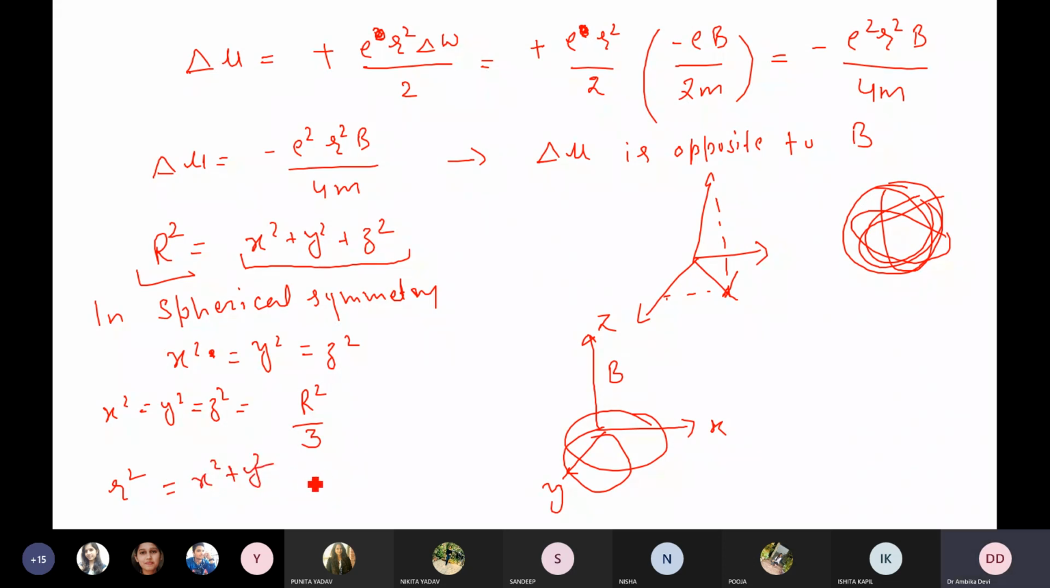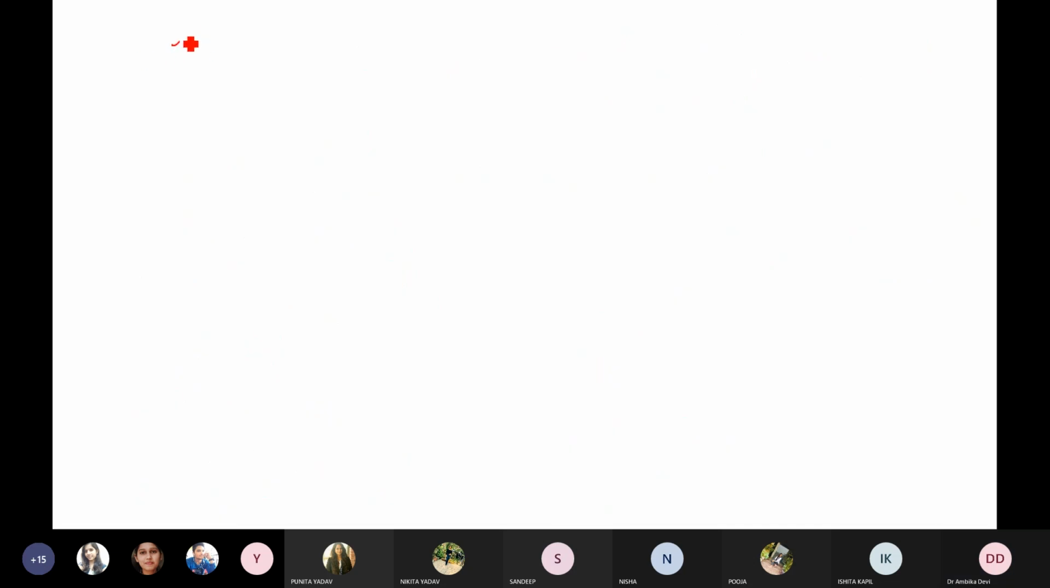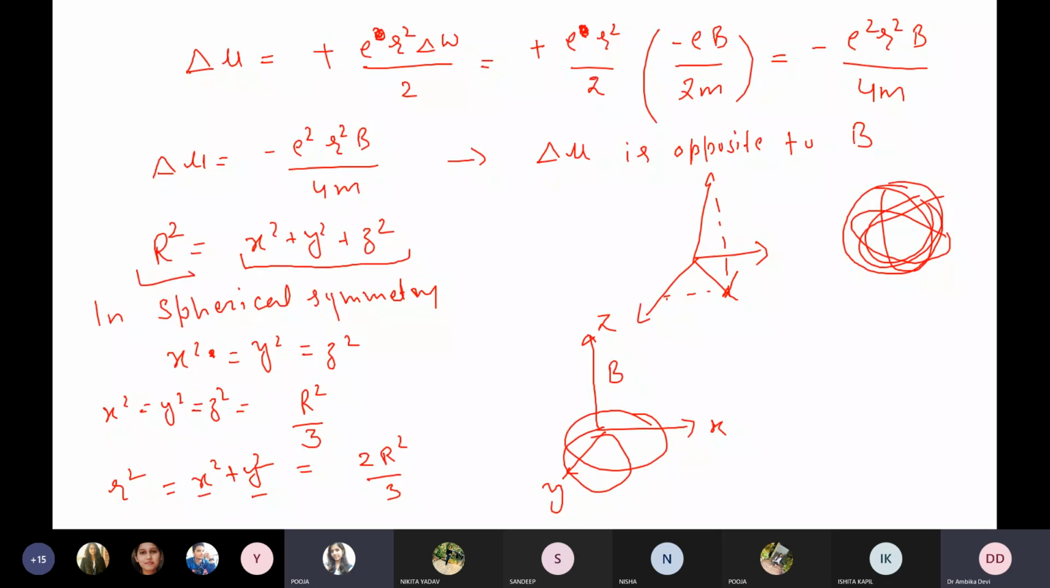Okay, we are talking about the plane. So this is equal to what? 2 r square by 3, because x square is r square by 3 and y square is also r square by 3. When you substitute it over here, it will become r square is equal to 2 r square by 3. Okay, so this is the radius. So it means that r square is equal to... show the previous slide once. Yes. This is the previous slide.